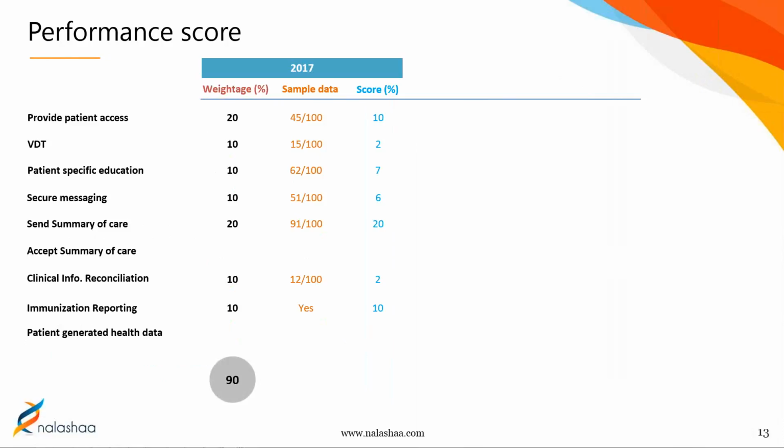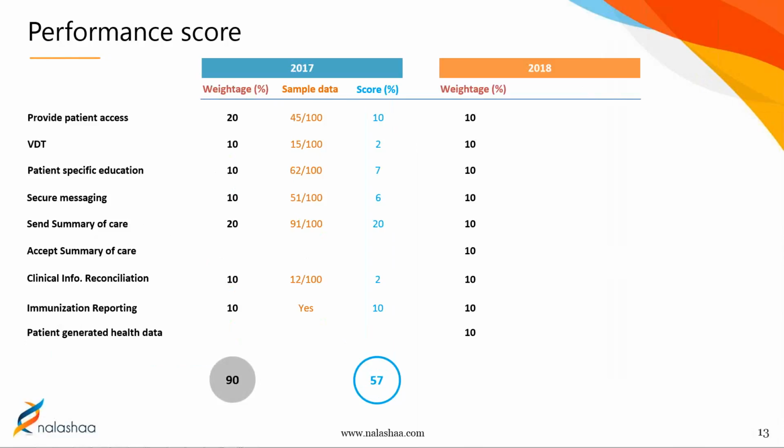Similarly, we have the scoring for the other measures. So let us see what her total score is. Well, I think she did a good job. It's 57 out of 90, not bad. Let us see what the measures are for 2018. So here is the weightage for 2018. They are a flat 10 for all those 9 measures.